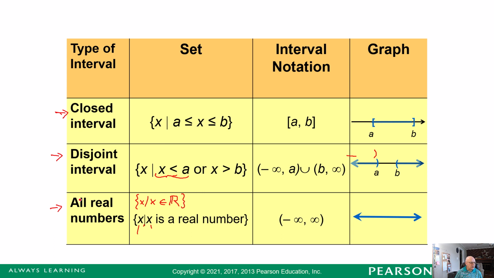So if you want to talk about all real numbers, you could just use this. And in interval notation, since it's all real numbers, there's no ending point on either side, so it goes from negative infinity to positive infinity, and the whole number line is included. One special note: negative infinity and infinity are not numbers. They're sort of directions like east and west. You never get to the east, you never get to the west, it's a direction.